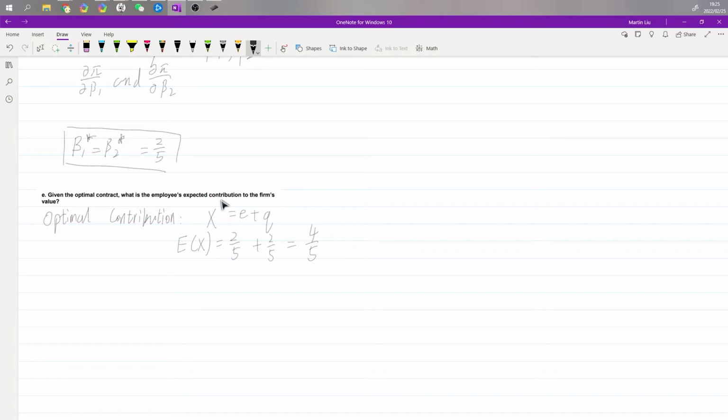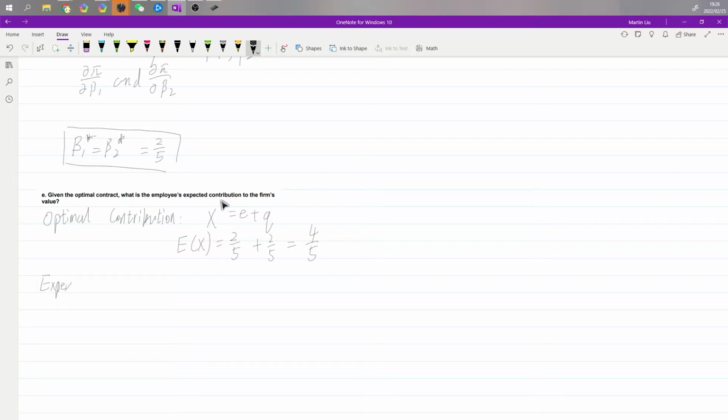And additional to that, something else to mention, since we have experienced a lot of different stuff, now the closing question here might not need to be the expected contribution. You could also ask what is the expected profit for the principal, and what could be the expected payoff from the employees.